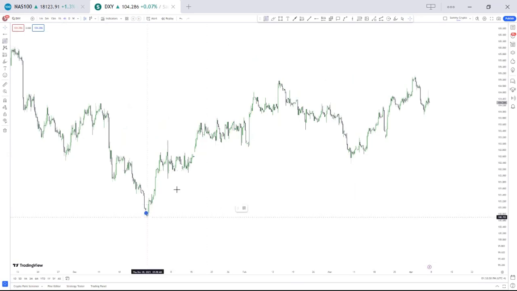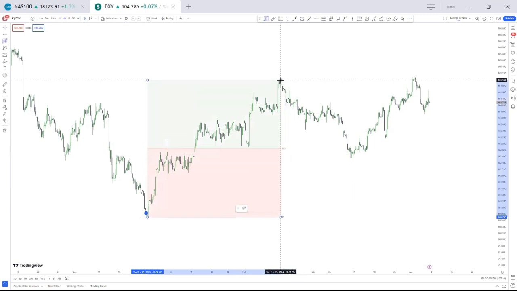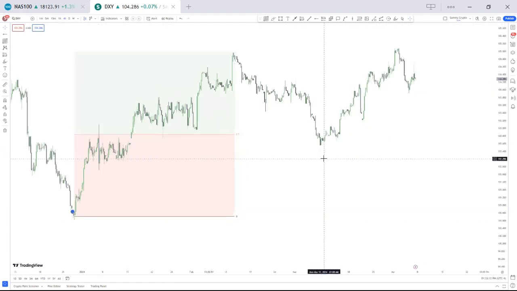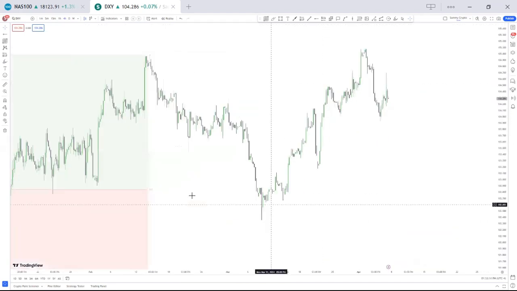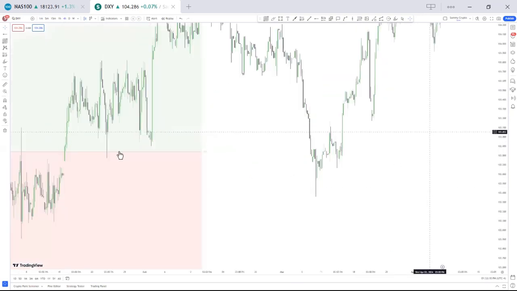Let's look at this. From this low, which is our external low, to this high, which is our external high, what did price do? You can see price came down to the discount. After coming to the discount, what happened next? You can see there's a draw on liquidity there in the discount.